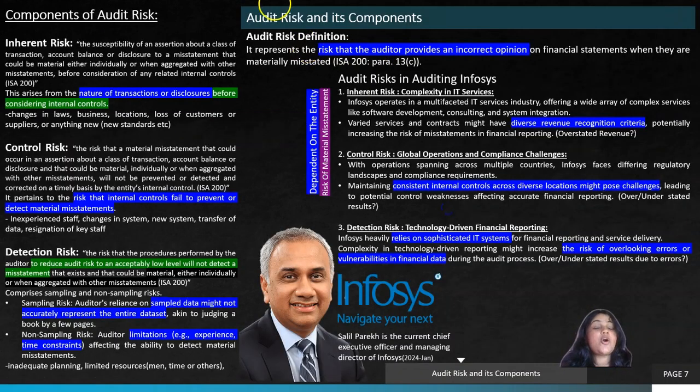See, audit risk is the risk that the auditor provides an incorrect opinion on the financial statements when they are materially misstated, which means that when the financial statements are misstated, the auditor gives an opinion as if they are not materially misstated, right? So we will see how this happens, but let's get into this thing. What is this materiality? Let's see it in detail.